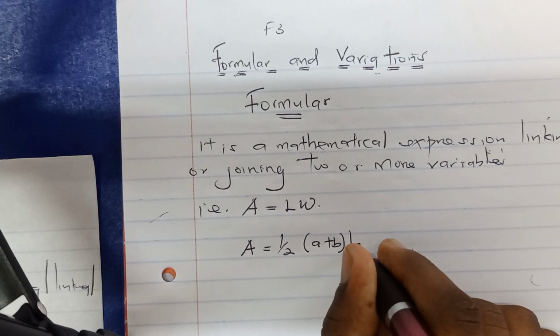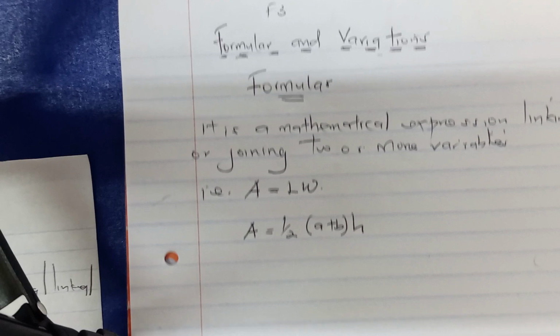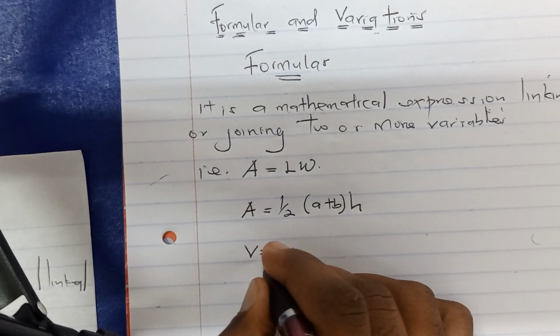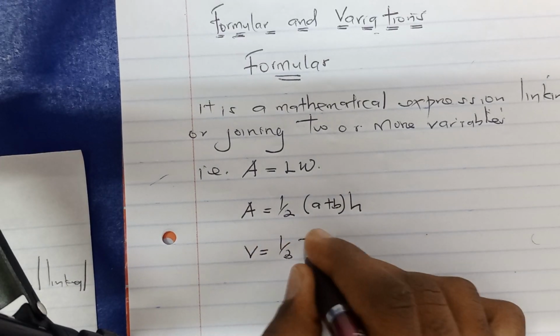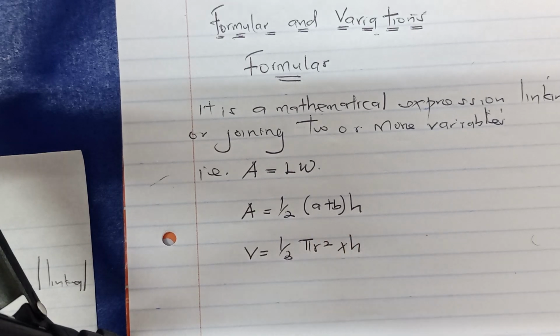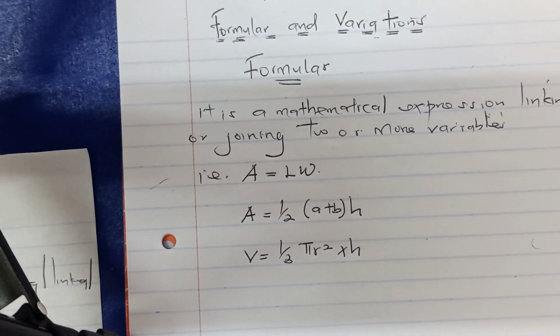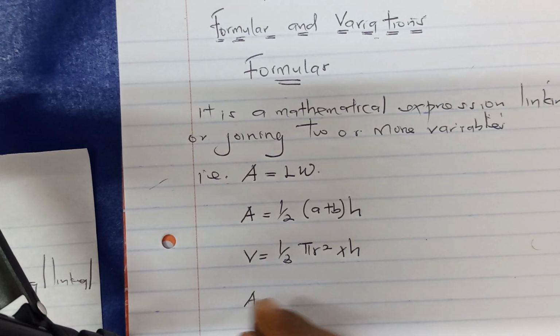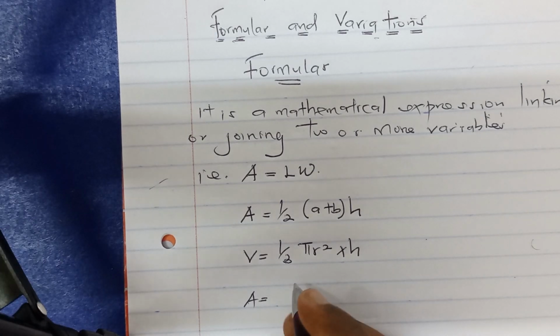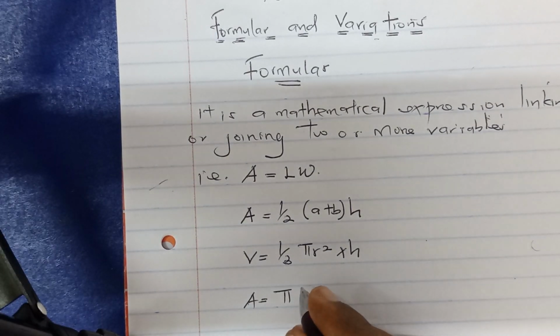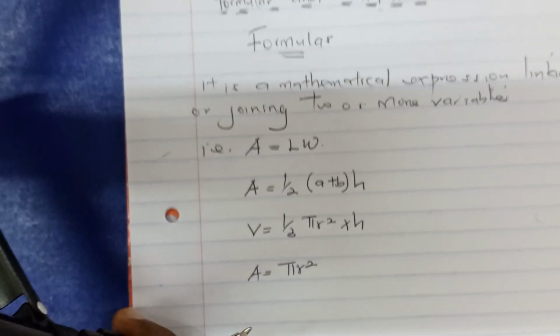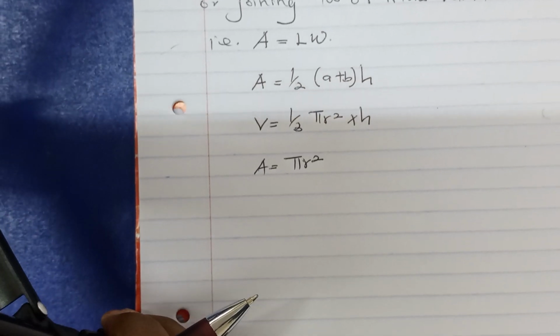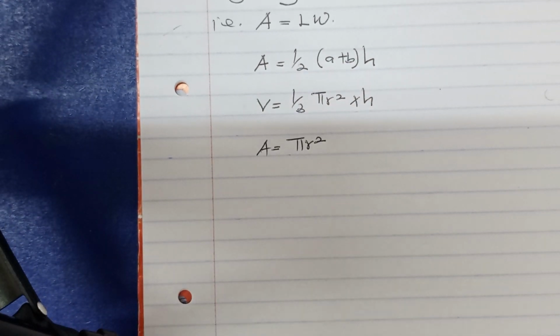Other formulas include, I believe you've done the volume of a cone, which is given by one third pi r squared multiplied by the vertical height of the cone. We can also have a simpler one, the area of a circle, which is given by area equals pi r squared. Precisely, those are formulas, and that is what is meant by the term formula.